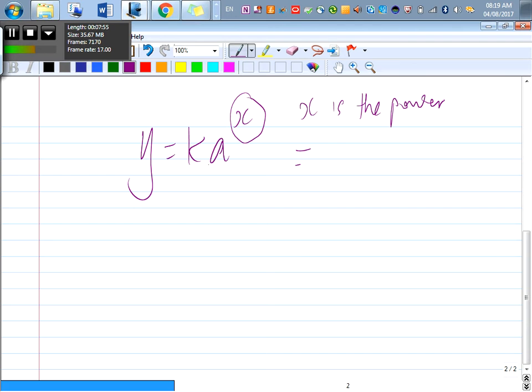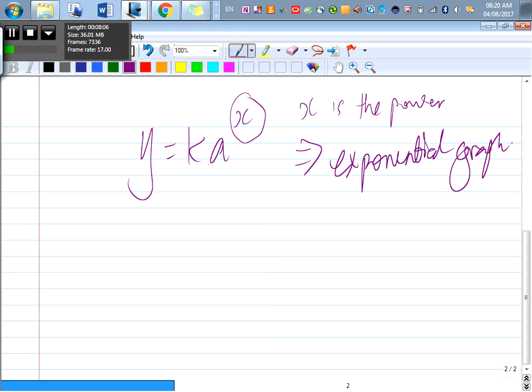So we get exponential graph. Okay? Then what is this a over here? This is the base. Just now we were looking at base, just like it was base 2. Then I showed you the graph of base 3 and graph of base 4. And this k over here is just a constant. Just a number that we multiply with. But k can be any number. Okay?